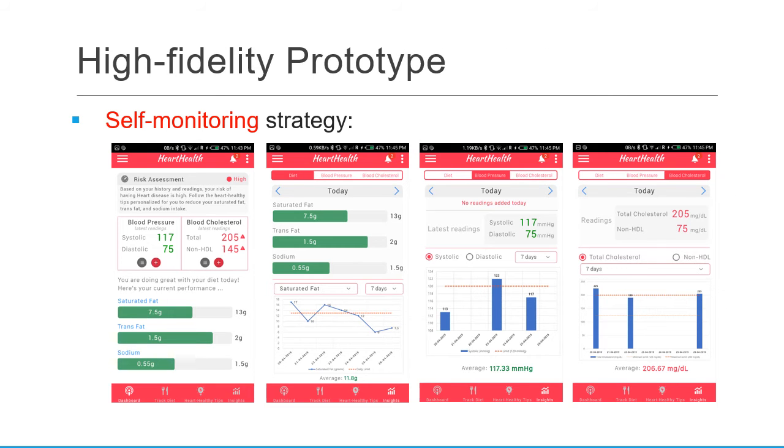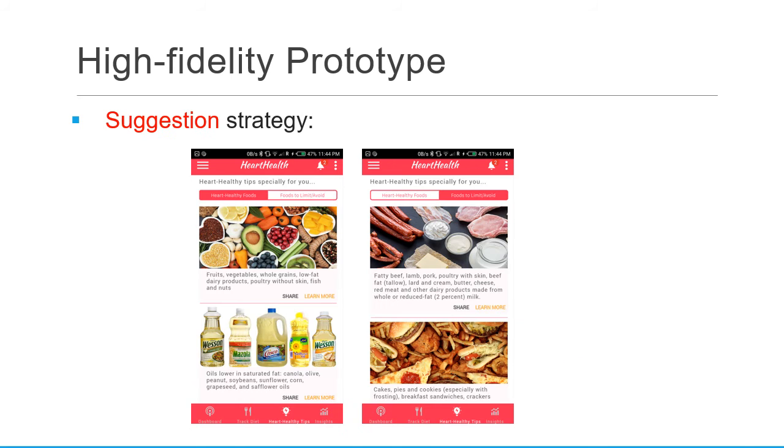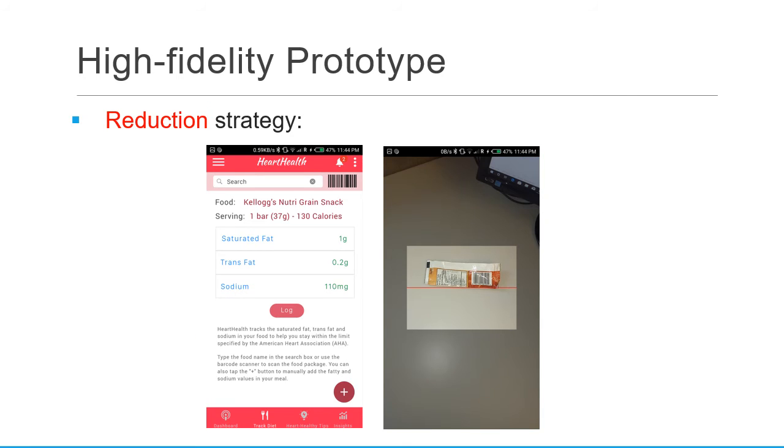This is the high-fidelity prototype of the self-monitoring strategy. I discussed the low-fidelity version in one of the previous slides. This is the high-fidelity prototype of the suggestion strategy. This is the high-fidelity prototype of the reduction strategy.